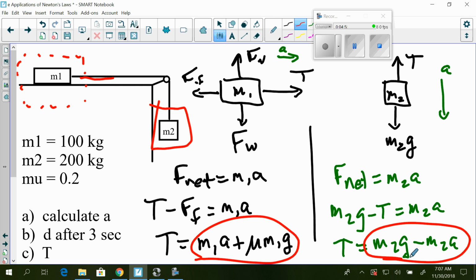So again, just work your way carefully through these. Just make sure you have subscripts on everything. If you leave out a subscript, you're going to end up doing some algebra wrong. So just be careful of that.